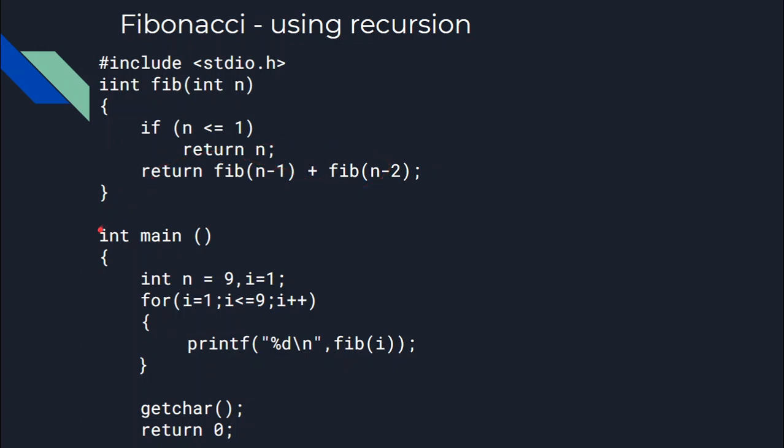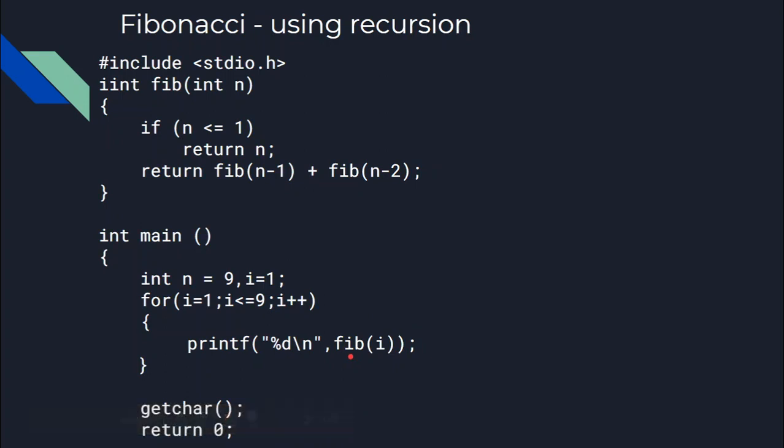Now the main program starts. So int n is equal to 9. This program is going to find 9 terms only. So n is given, and we can also change it as we wish. The counter is i equal to 1. So for i equal to 1, i less than or equal to 9, i plus plus, this for loop goes: print %d slash n and then fib of i. Here the function call is made. So this is called a function call.